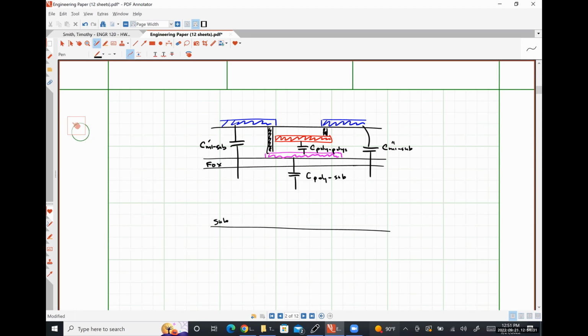So really, anytime you have metal directly over substrate, you're going to have a capacitance. Anytime you have poly directly over substrate, you have a capacitance. Anytime you have poly over poly, you have a capacitance. Anytime you have metal over metal, you have a capacitance. And theoretically, you could have metal over poly, which would also give you some sort of capacitance. So there are lots of parasitics that can show up that you need to be cognizant of.